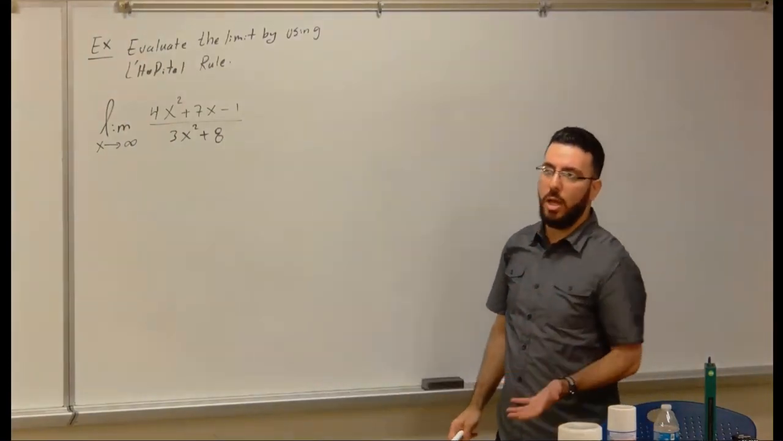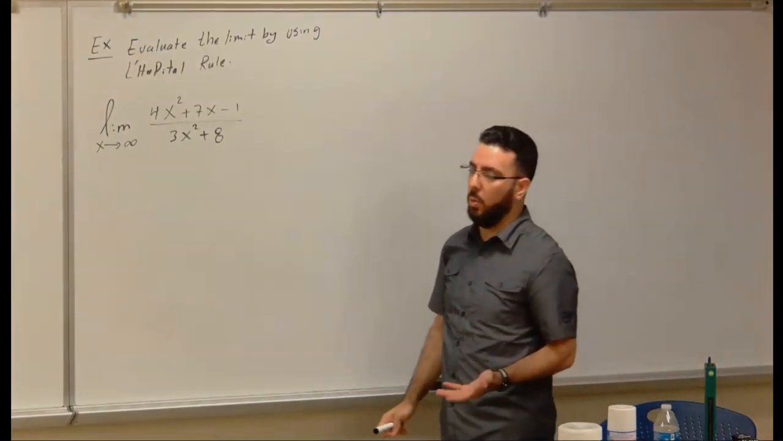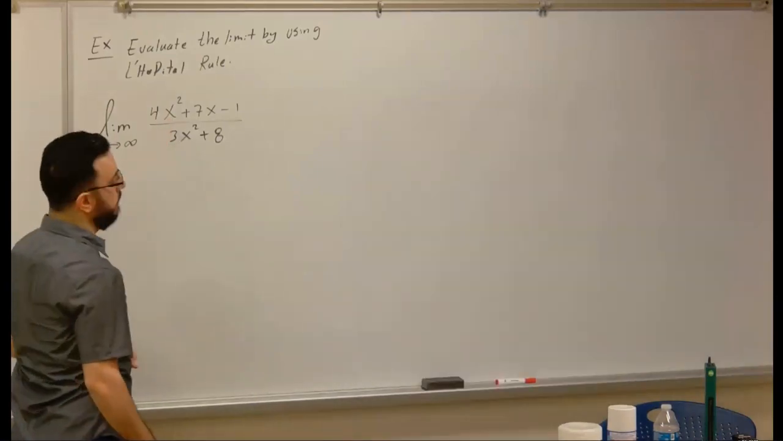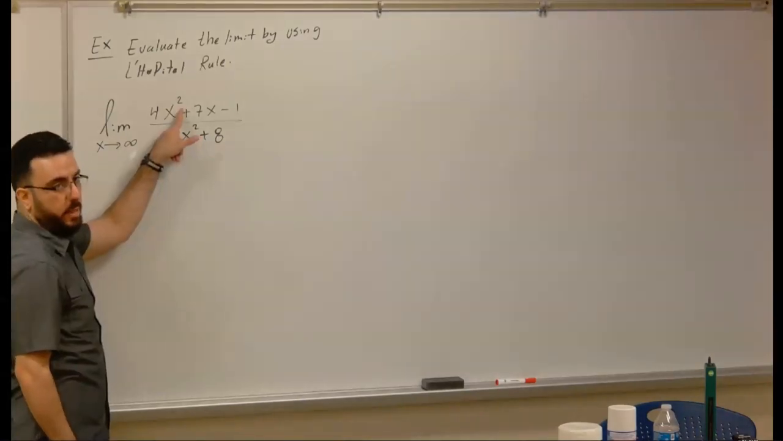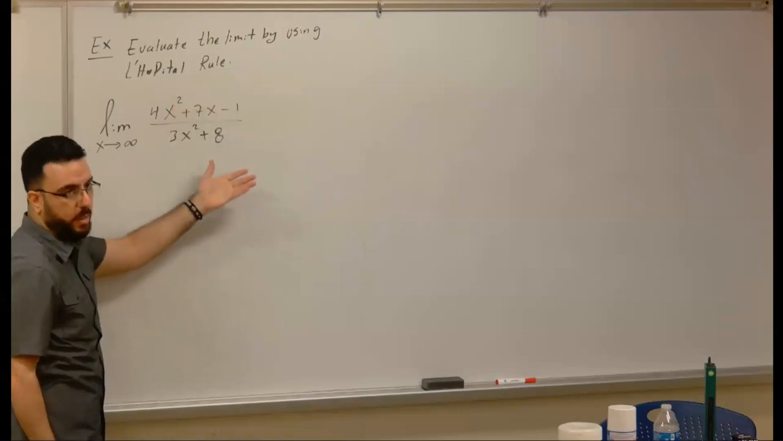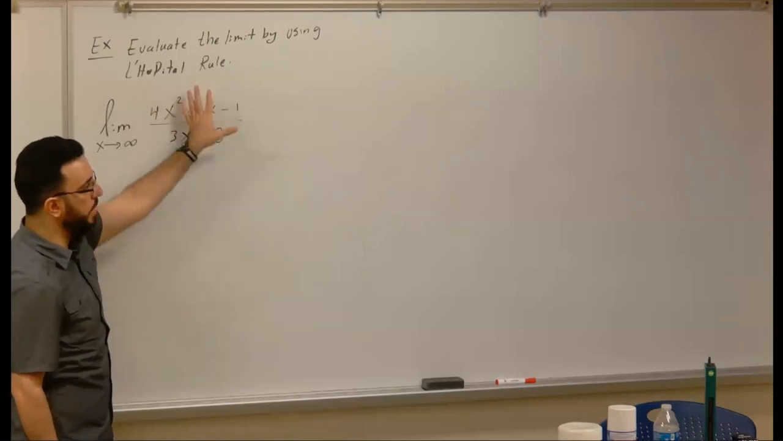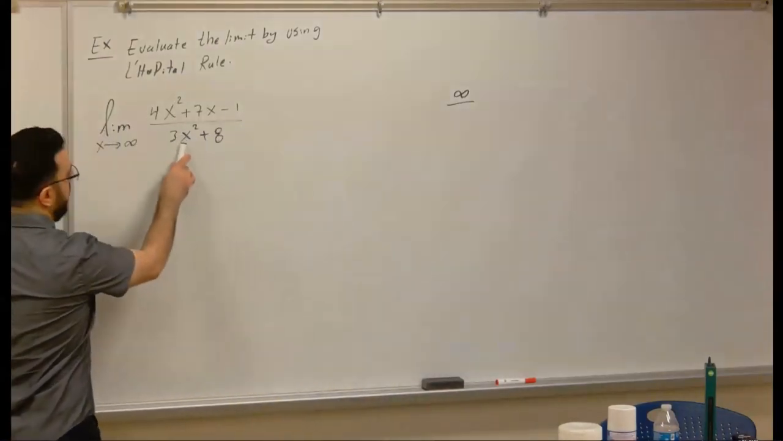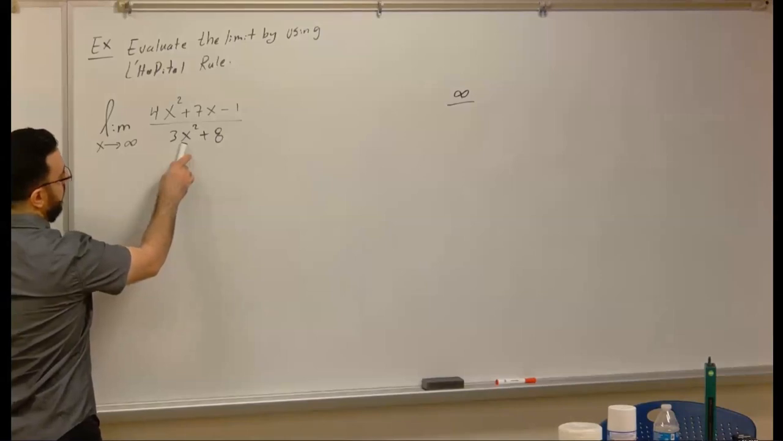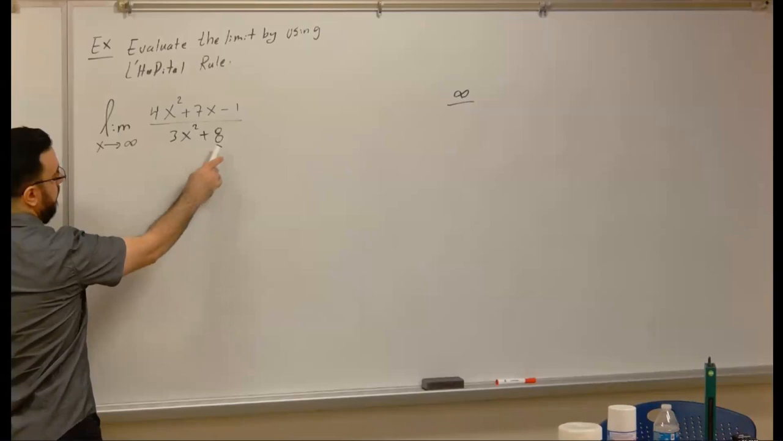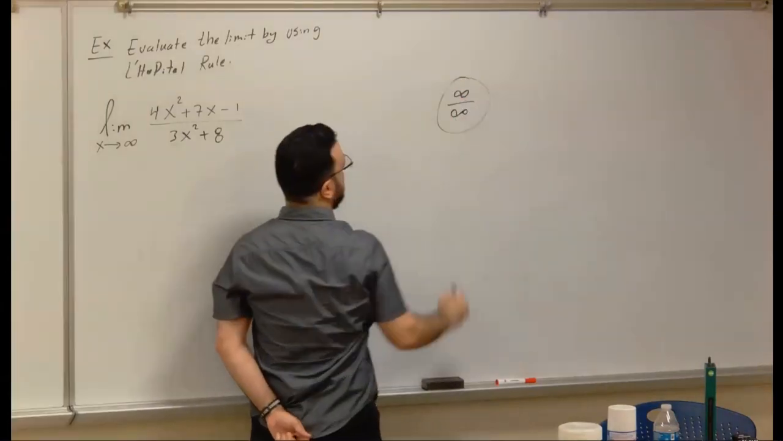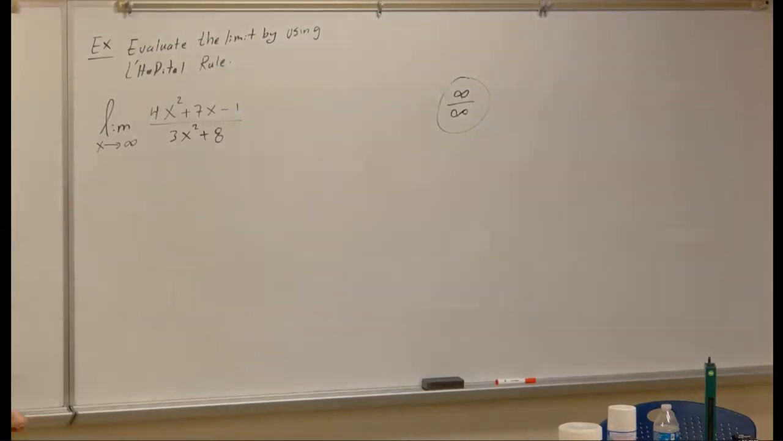Now we need to use the L'Hopital rule. If I plug in infinity here, infinity squared is still infinity, times 4 is still infinity, minus 7 times infinity is still infinity, minus 1. So the top part, if you plug in infinity, is going to be infinity. In the bottom, infinity squared is infinity, times 3 also infinity, plus 8 is still infinity. That means this is an indeterminate form, so I can use the L'Hopital rule.